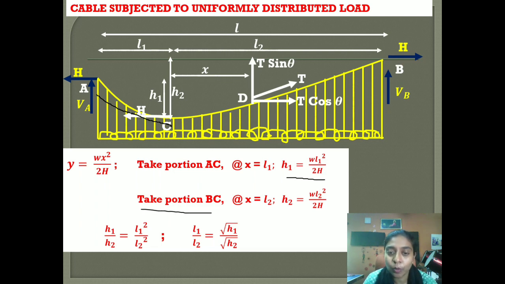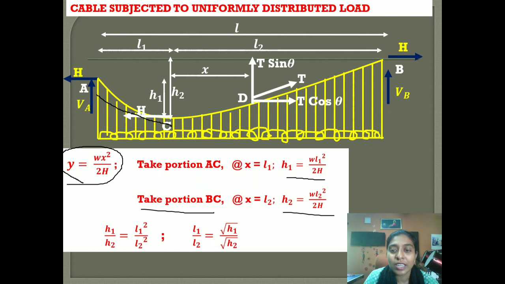Similarly, we take the portion BC. At x is equal to L2 from B, again at C, from B, the dip is H2 and the distance is L2. Substituting in the equation y is equal to Wx square by 2H, with y equal to H2 and x equal to L2, we get H2 is equal to W L2 square by 2H.